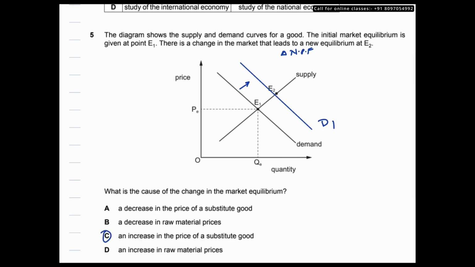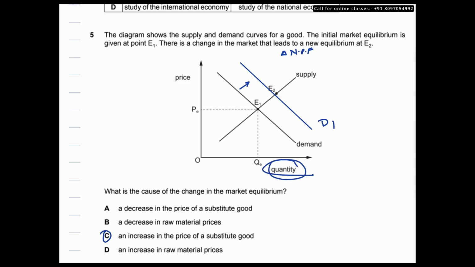Because it says an increase in the price of a substitute good, correct? Now whenever the price of a substitute good increases, what will happen? So whenever the price of a substitute good increases, or if a substitute is becoming more expensive, consumers will switch over to this commodity in consideration.